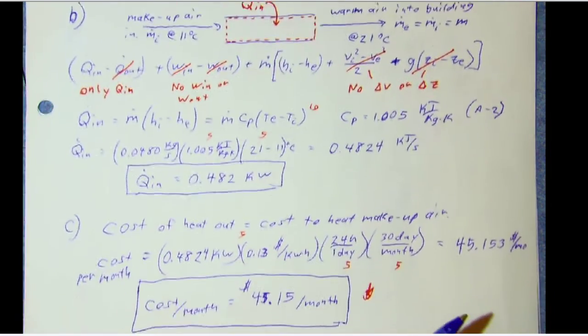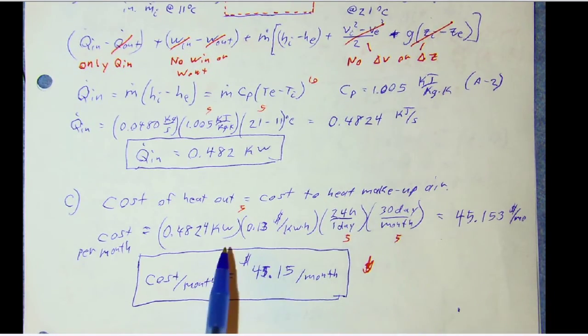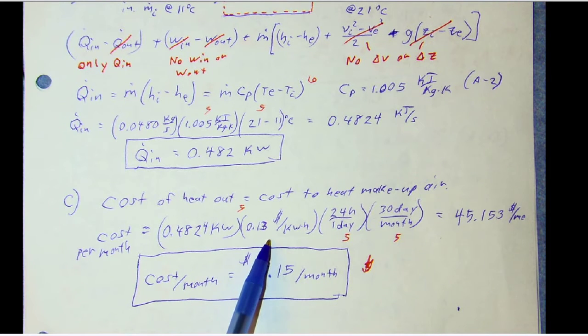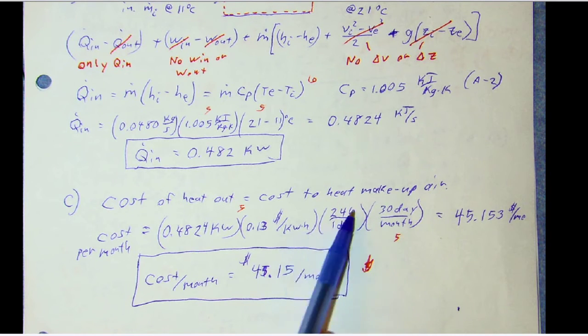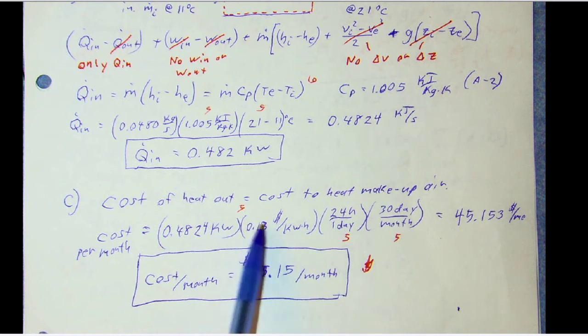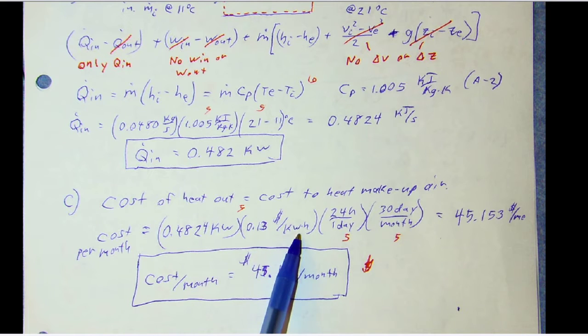And then part C was fairly easy. It was just recognizing that, okay, we've got to pay for this heat, right? So the kilowatts times the dollars per kilowatt hour. And then we have to account for canceling out units. So we canceled out kilowatts. We've got to cancel out the hour, 24 hours per day. And I asked you for the cost per month. And that comes out to be $45.15 per month.